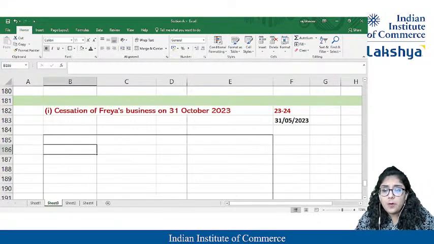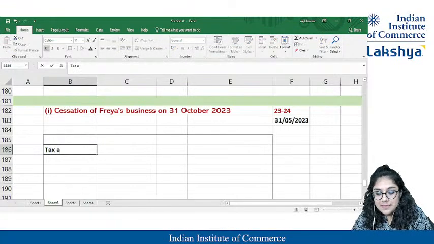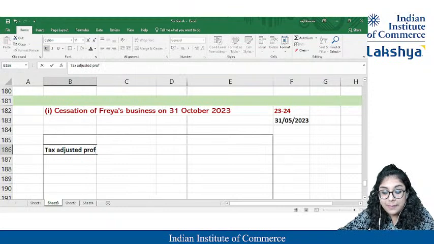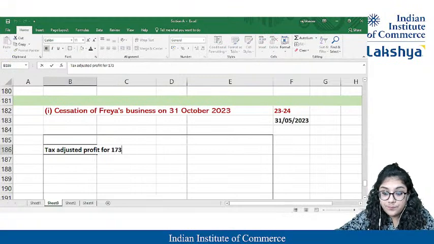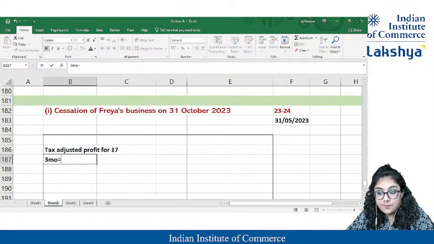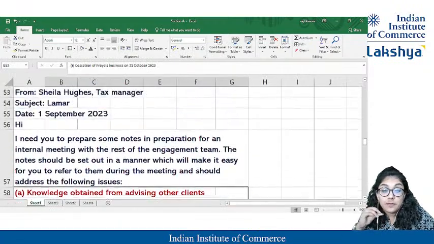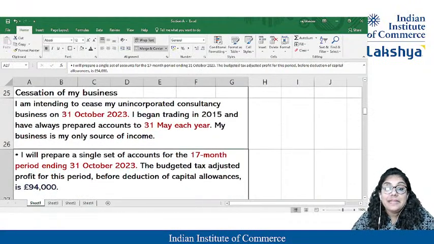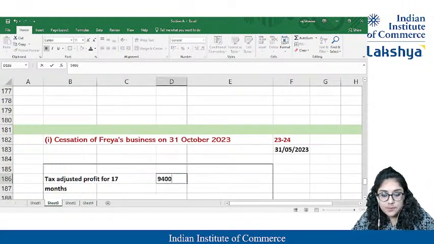Tax adjusted profit. What was the estimated profit? The tax adjusted profits the company had were for 17 months. Students, we have seen what the profit was. In the question, if you read, the 17 months profit has already been given to us. It was 95,000 pounds. Sorry, it was 94,000 pounds. So here it's 94,000 pounds.